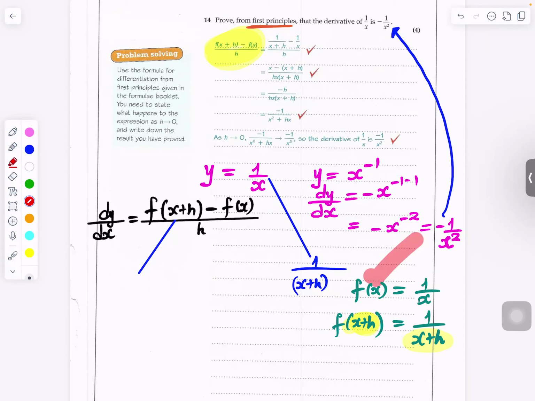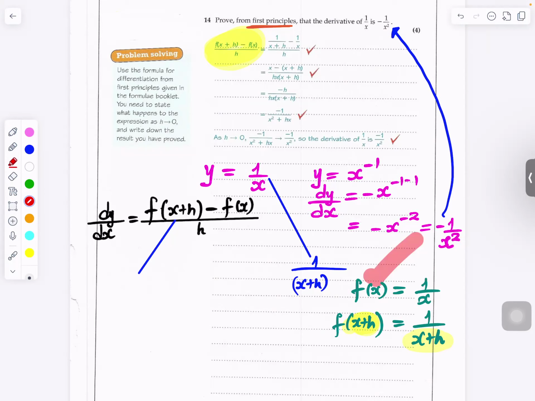So we want to differentiate. What do we want to differentiate? y is equal to 1 over x. That is what we want to differentiate. We want to find dy over dx. You can differentiate that without using the first principle.